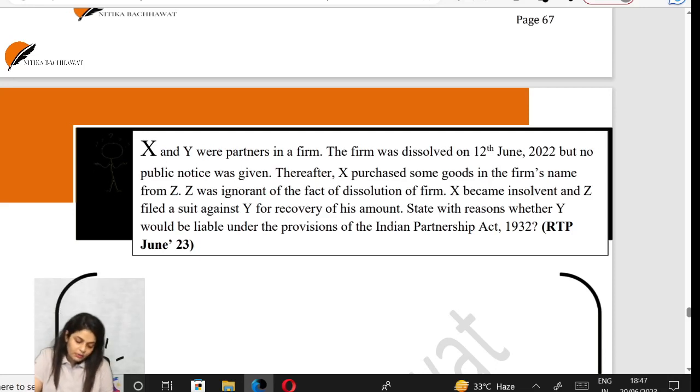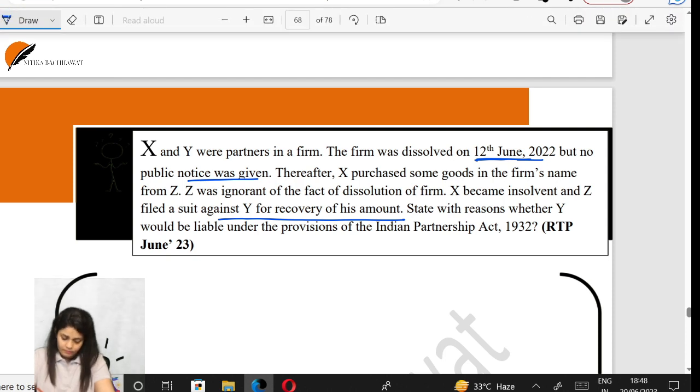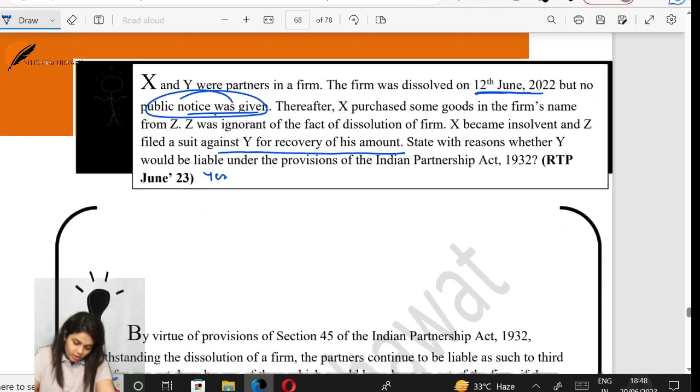X and Y are partners in a firm. The firm was dissolved on 12th June, but no public notice was given. If we remember correctly, the partners remain liable till public notice is given. Thereafter, X purchased some goods in the firm's name from Z. Z was ignorant of the fact of dissolution of the firm. X became insolvent and Z filed a suit against Y for the recovery of his amount. Is he liable? Yes, he will be liable, because unless public notice is given, the partners remain liable.